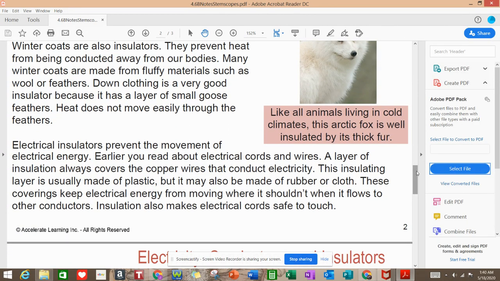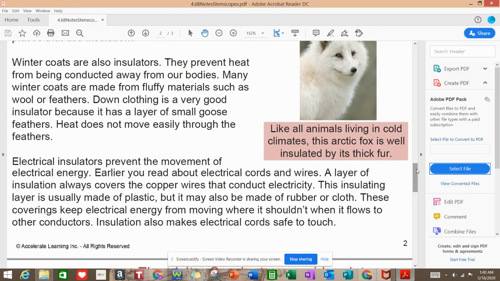Winter coats are also insulators. They prevent heat from being conducted away from our bodies. Many winter coats are made from fluffy materials such as wool or feathers. Down clothing is a very good insulator because it has a layer of small goose feathers. Heat does not move easily through the feathers. Like all animals living in cold climates, this Arctic fox is well insulated by its thick fur.